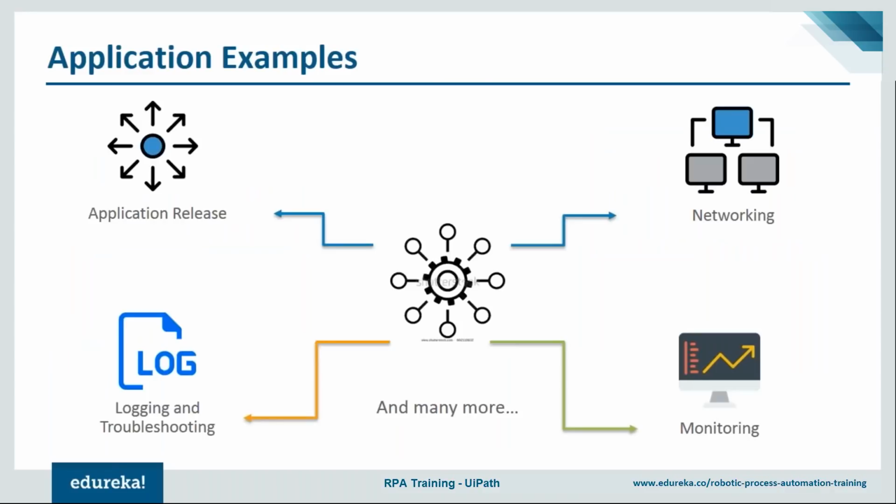Moving forward, let's look at some application examples which can be easily implemented in RPA. You can automate application releases through RPA. You can also automate networking, logging and troubleshooting, and monitoring. There are again a lot of use cases which can be automated using RPA whenever the task is repetitive, or is a scalability problem, or has something to do with doing it more efficiently. Now let's see how applications can be developed in RPA.